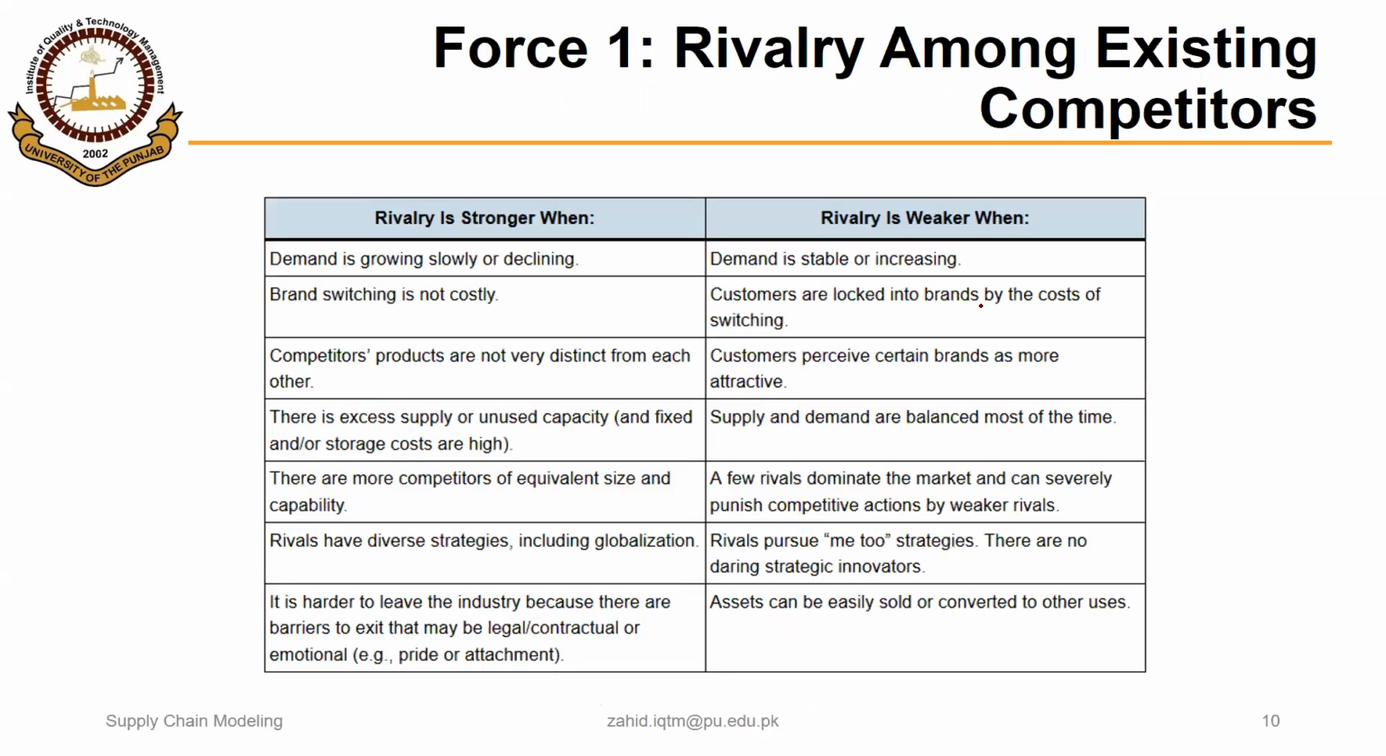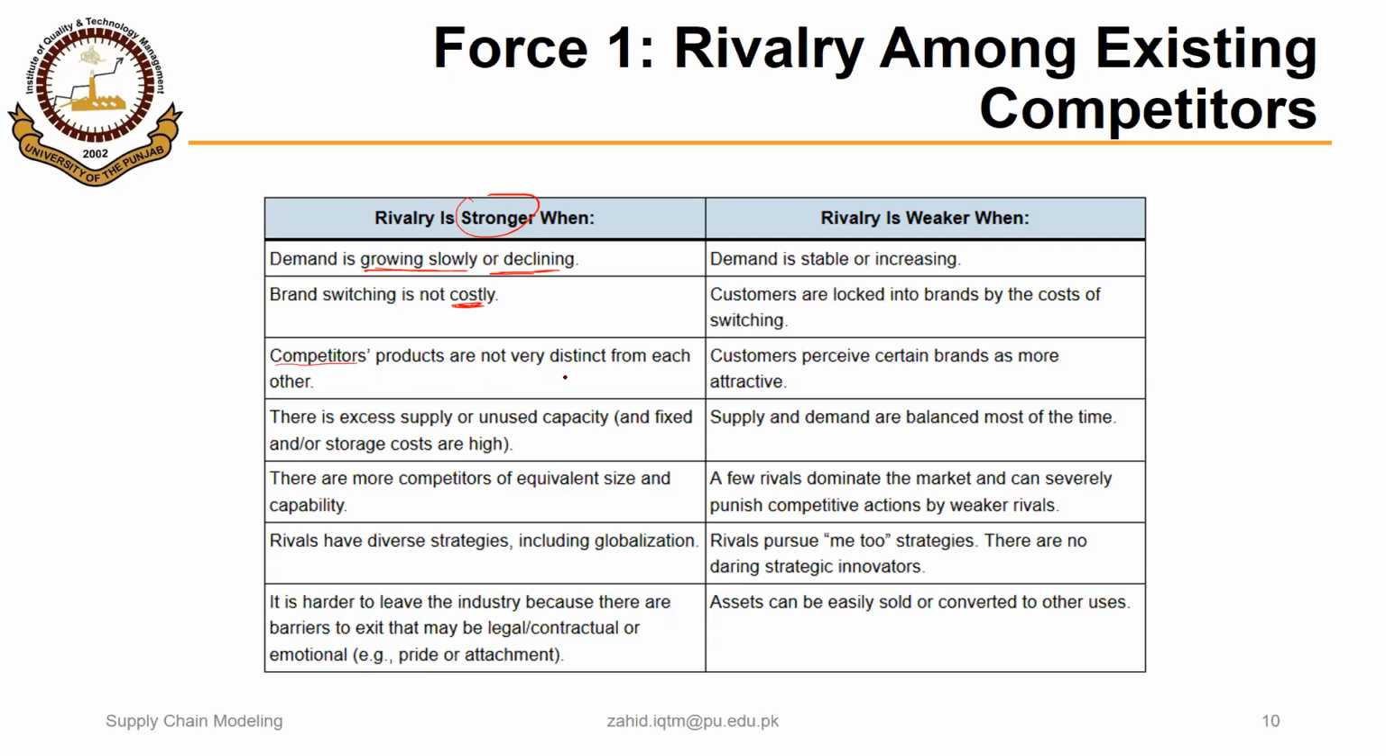So rivalry among existing competitors. Competition or rivalry among existing competitors is stronger when the demand is growing slowly or declining. So there is more supply than the demand. Brand switching is not costly. The customer can easily switch from one supplier, say, to the other supplier. So in that case, the competition will be strong. Competitors' products are not very distinct from each other.